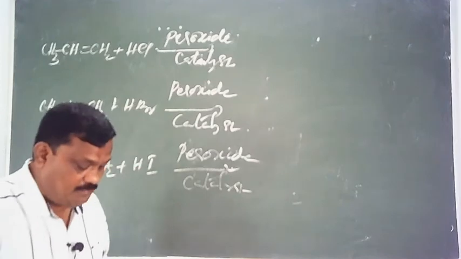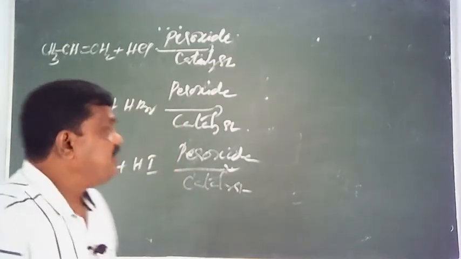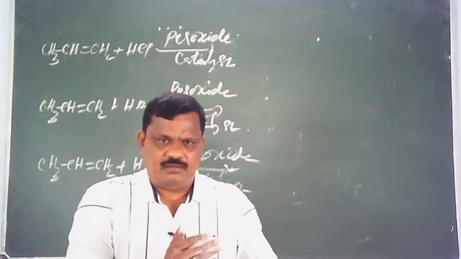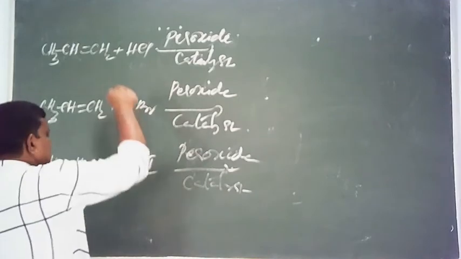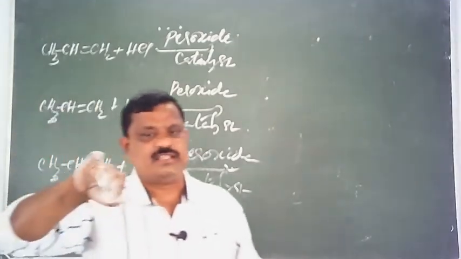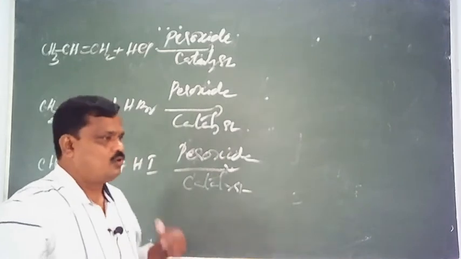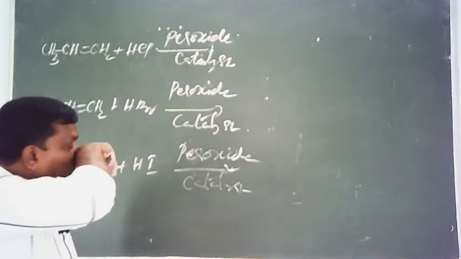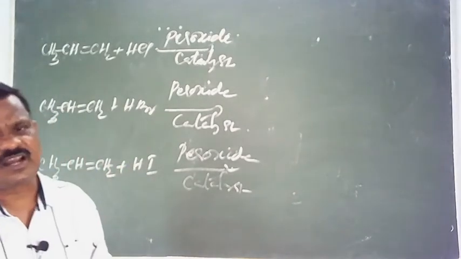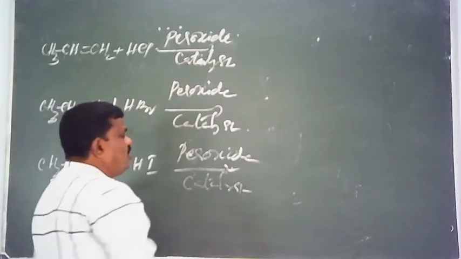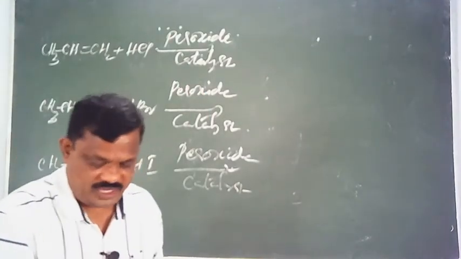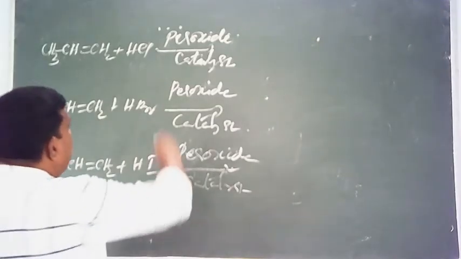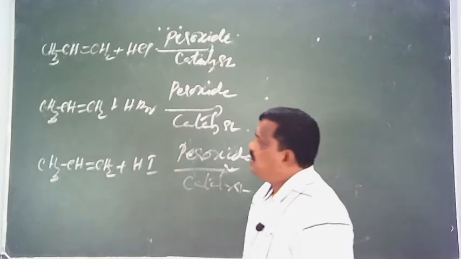In the previous example, what did we do? We have not used a peroxide catalyst. Simply, propene was made to react with HCl, HBr and HI. Addition was in accordance with Markovnikov's rule. So we got 2-chloropropane, 2-iodopropane and 2-bromopropane. But here I have changed the condition. I have used a peroxide catalyst, benzoyl peroxide, an organic peroxide. So what happens if a peroxide catalyst is used in this reaction?